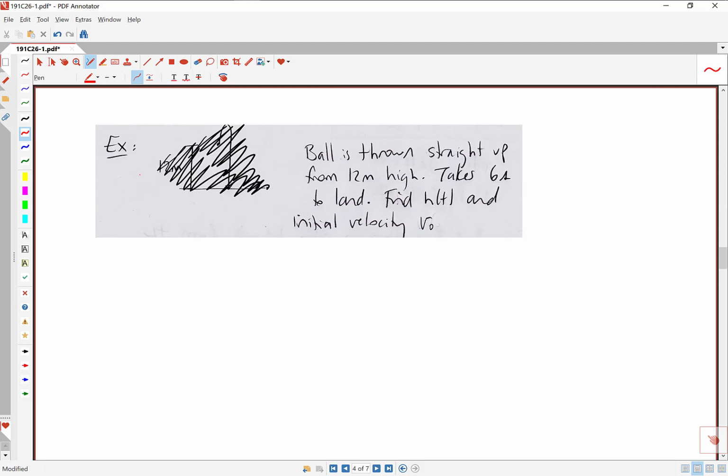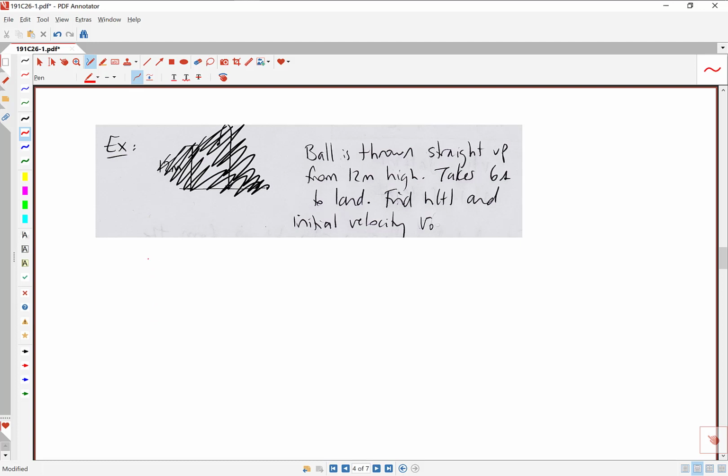For our next problem, a ball is thrown straight up from 12 meters high. It takes 6 seconds to land. Find h of t and the initial velocity v0. Okay, there was a picture in the notes. I've just erased it so that I can redraw the picture fresh.